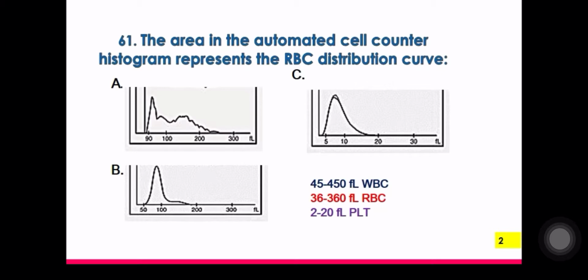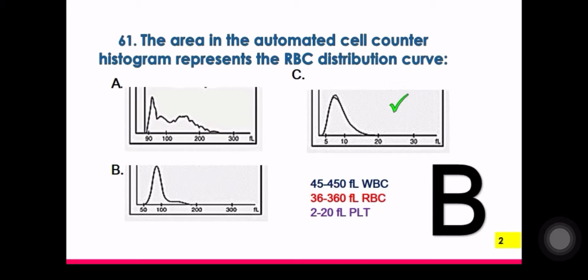So what is our answer? We have letter B. Sorry, the check was marked as letter C, but it is supposed to be letter B. As you can see, it is made up of a single peak. One way to tell whether it is WBC or RBC, since sometimes their values are almost the same, is that RBC histograms are usually made of only a single peak. Normally, the peak of the RBC histogram should be around 70 to 110 femtoliter.